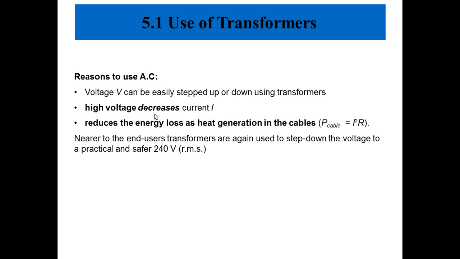So why do we actually need to use transformers? Transformers essentially allow us to step up and down current. But we want to step up and down the current to actually step up and down the voltage. And we want to step up and down the voltage simply because we want to reduce the current such that we can reduce the energy loss. So the main aim, or the main goal at the end, is to reduce energy loss.